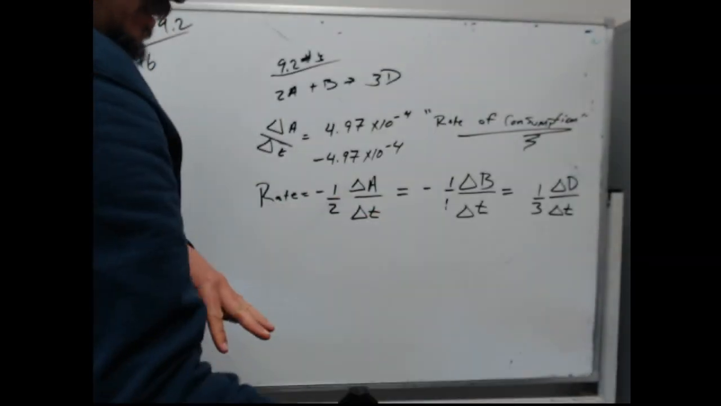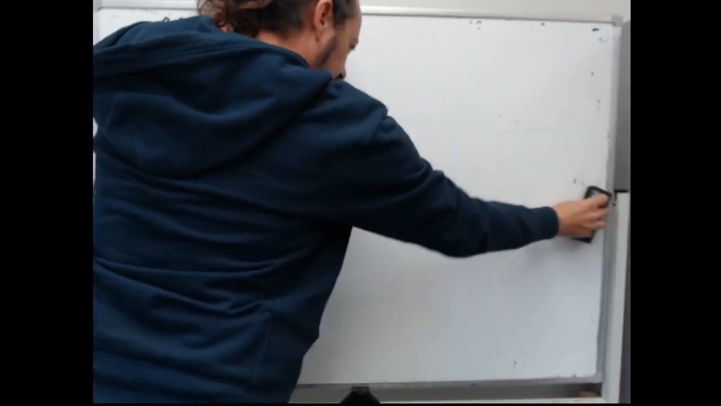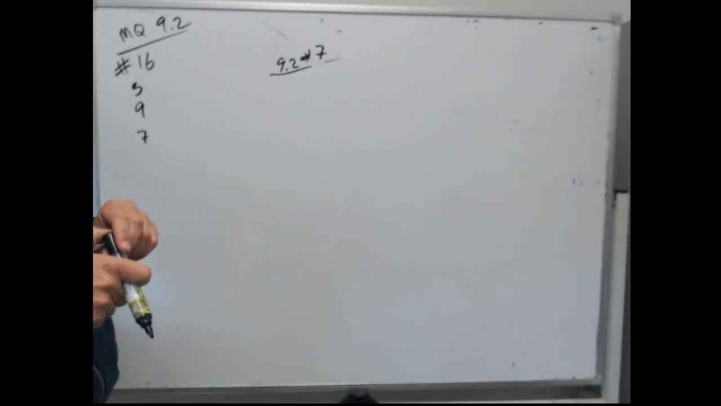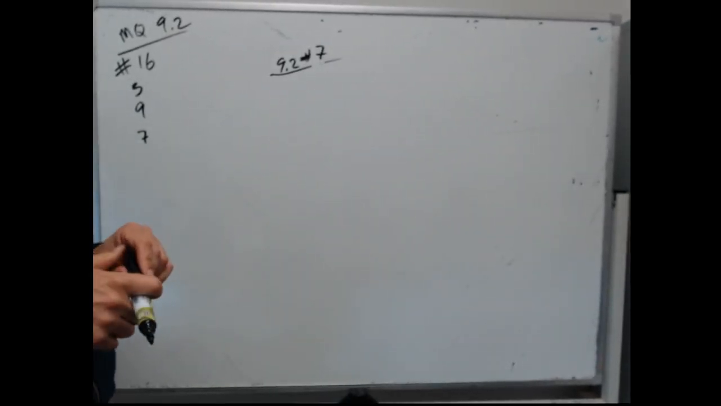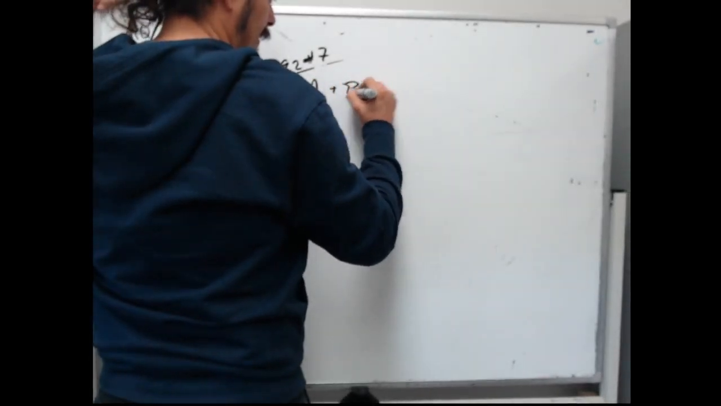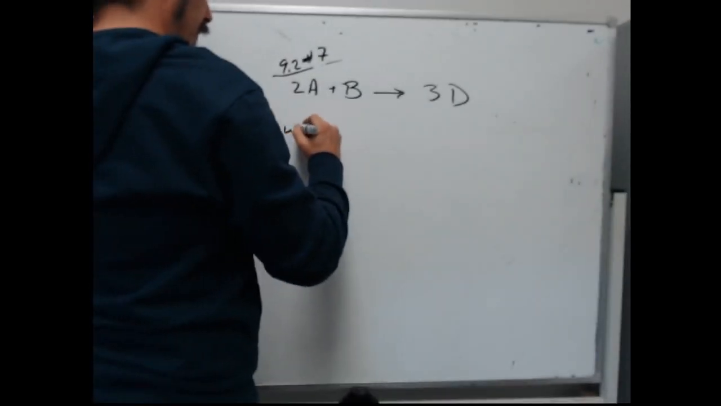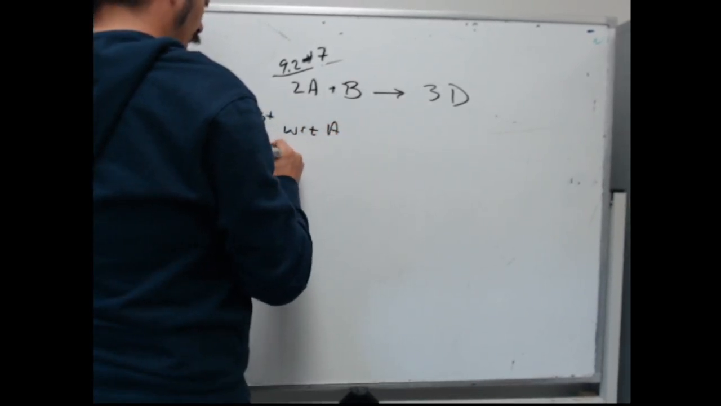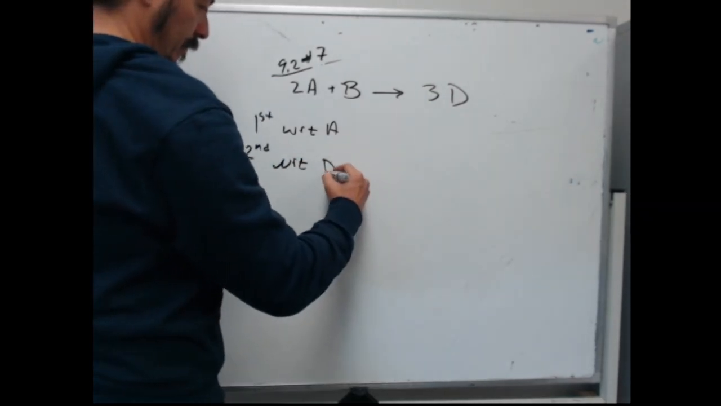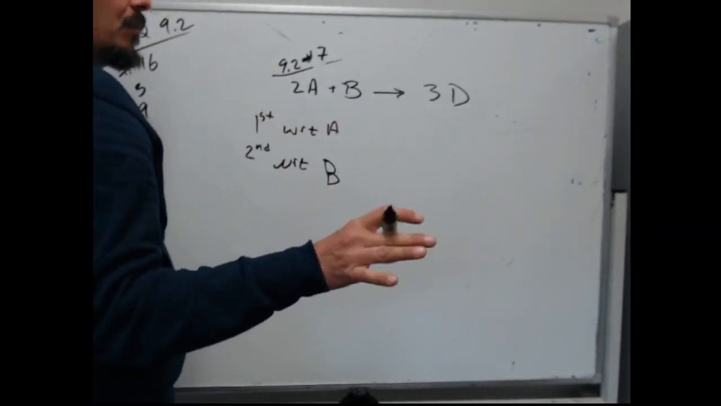Okay, let's move on to number 7. 9.2, number 7. Right, sorry. Number 7 is the same reaction, 2A plus B goes to 3D. Through the experiment, we determined that the rate of this reaction is first order with respect to A and second order with respect to B. Write a rate law based on the experimental findings for this reaction. Then how will each change listed below affect the rate of this reaction? So let's write the rate law first, and then we'll look at the changes.